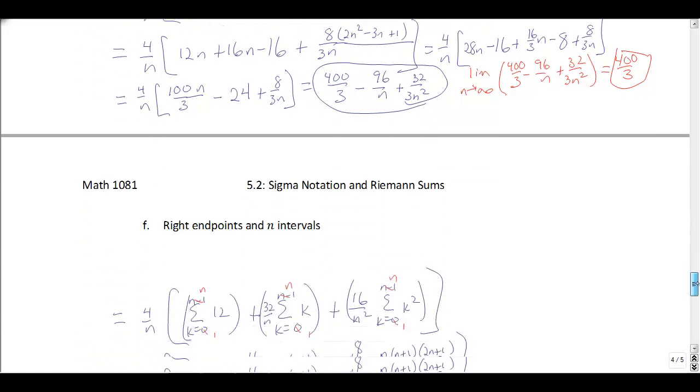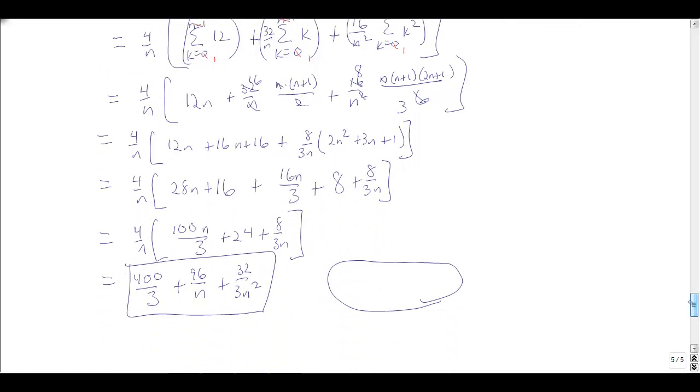Really, all that changed here is this plus here is either plus or minus. So that 96 over n really gives you the difference between doing lower sums and upper sums. You can now quantify how much of a difference there is here. But as n goes to infinity, you get really the same thing. That difference goes to 0, so it doesn't really matter which way you go. Okay, so that ends this worksheet working with Riemann sums and sigma notation.